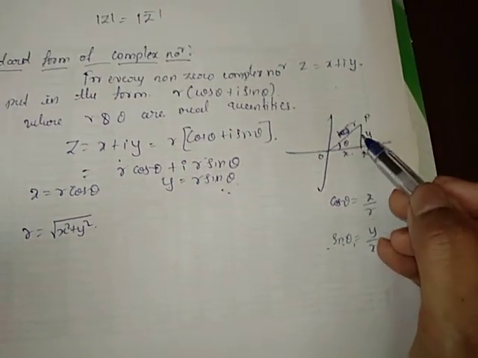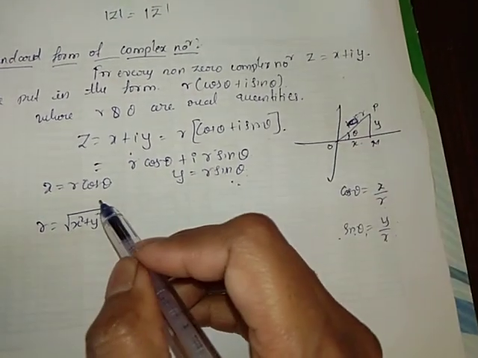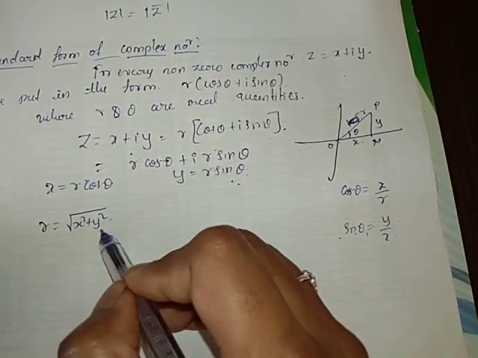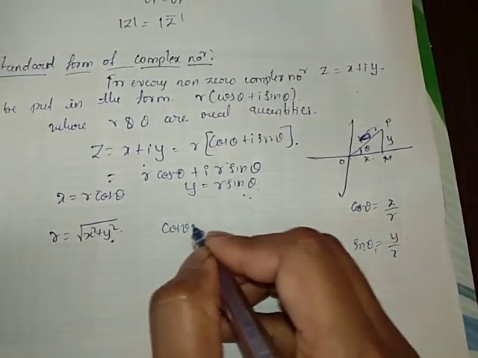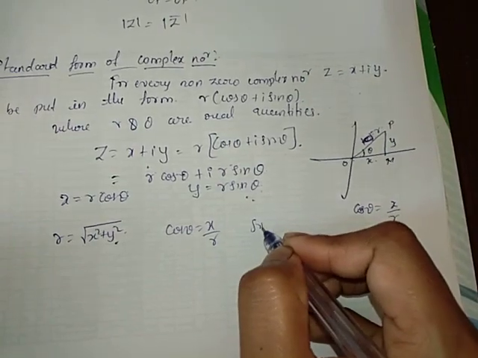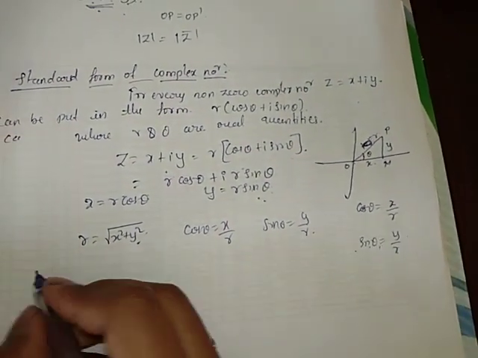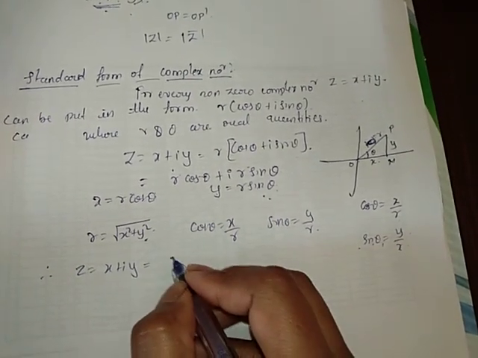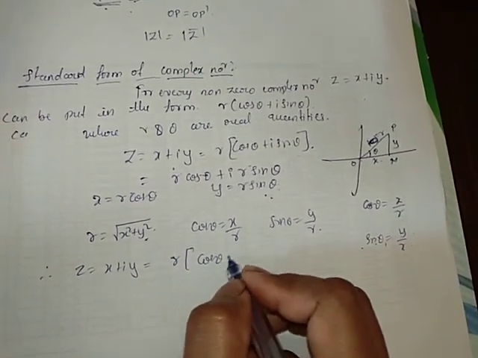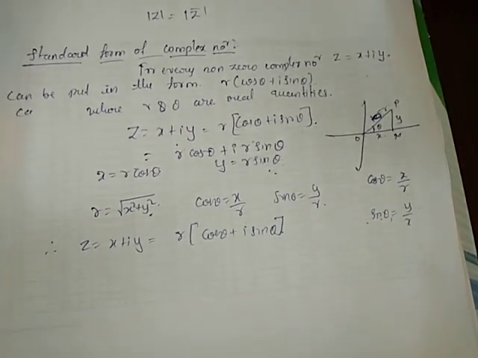Here r is your distance, so we cannot measure the distance in negative, therefore we take only the positive term. So cos theta equal to x divided by r, sin theta equal to y divided by r. Therefore z equal to x plus iy will be represented in the form r of cos theta plus i of sin theta.